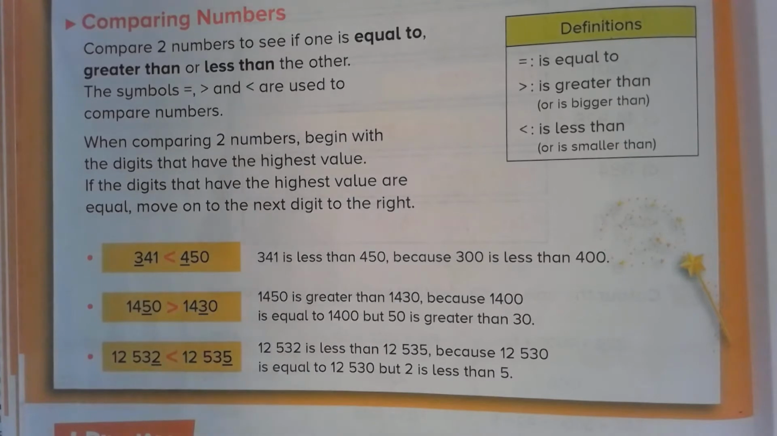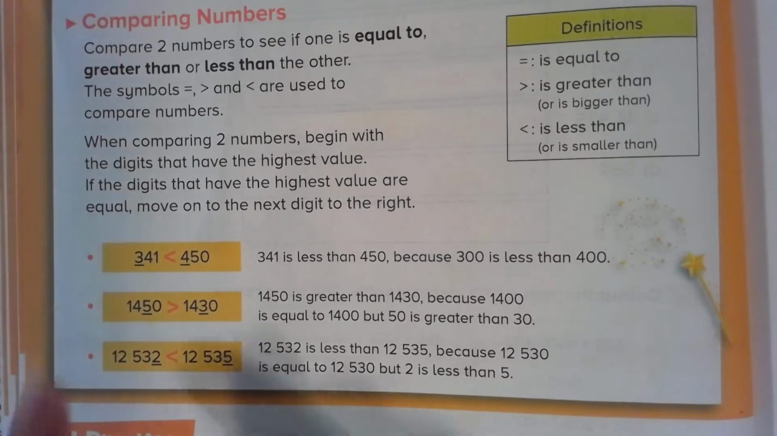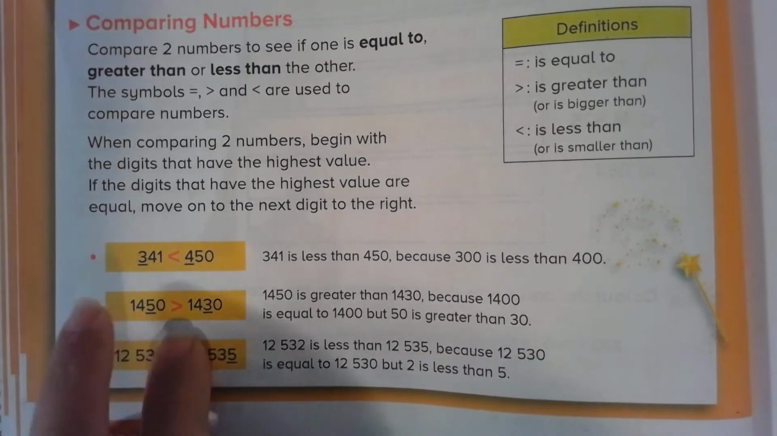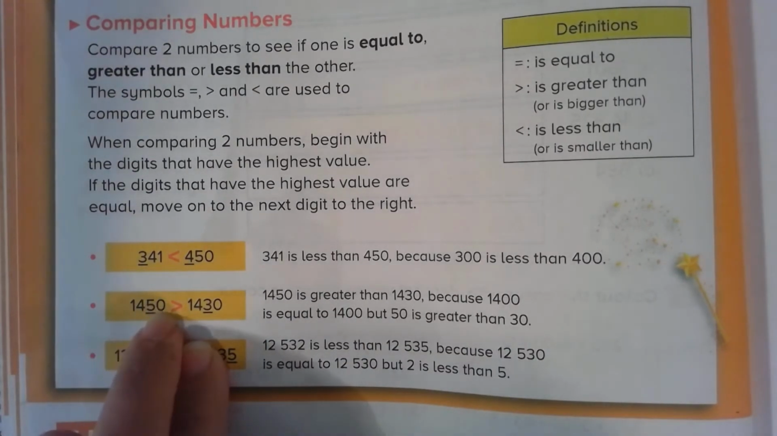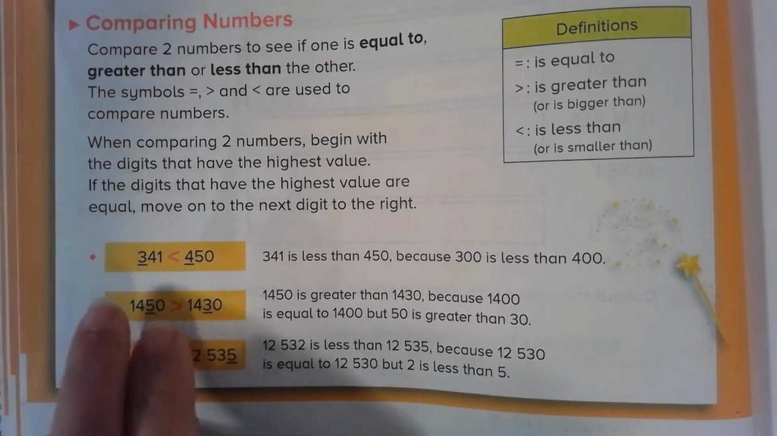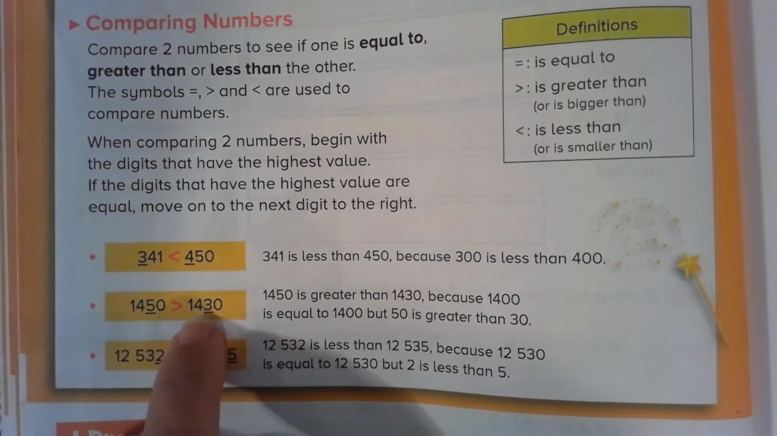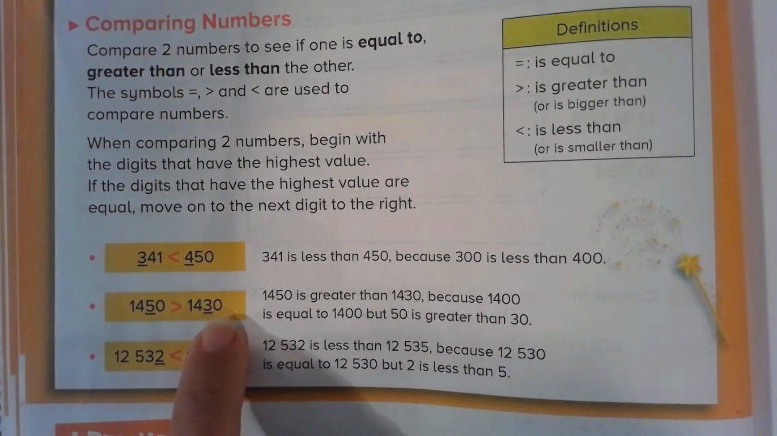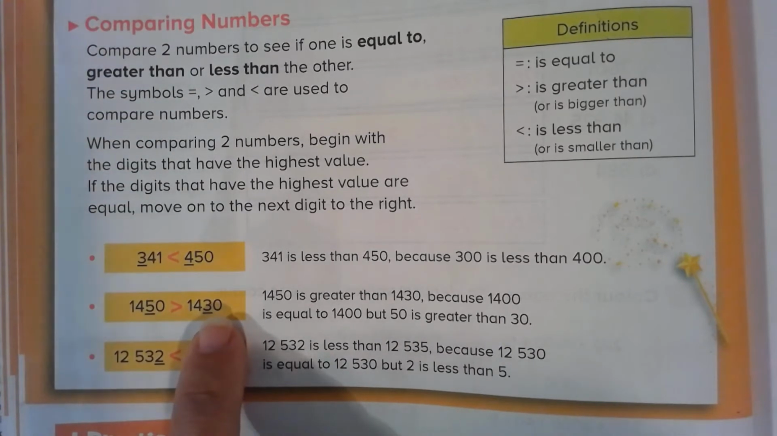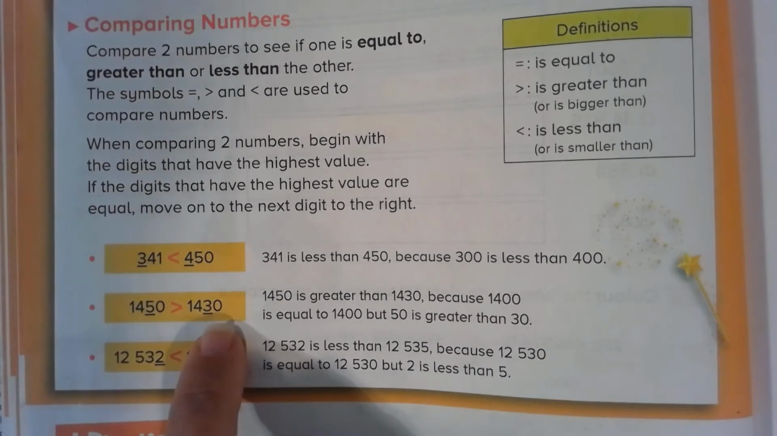Even adults forget sometimes which way you're supposed to put that silly symbol. So let's look at the next one. Okay, so we have 1,450, and I want to know which number is greater than or less than 1,430. Okay, so what did they tell us in the beginning? Do you remember? Oh, what was I supposed to do first? Oh, can someone help me?